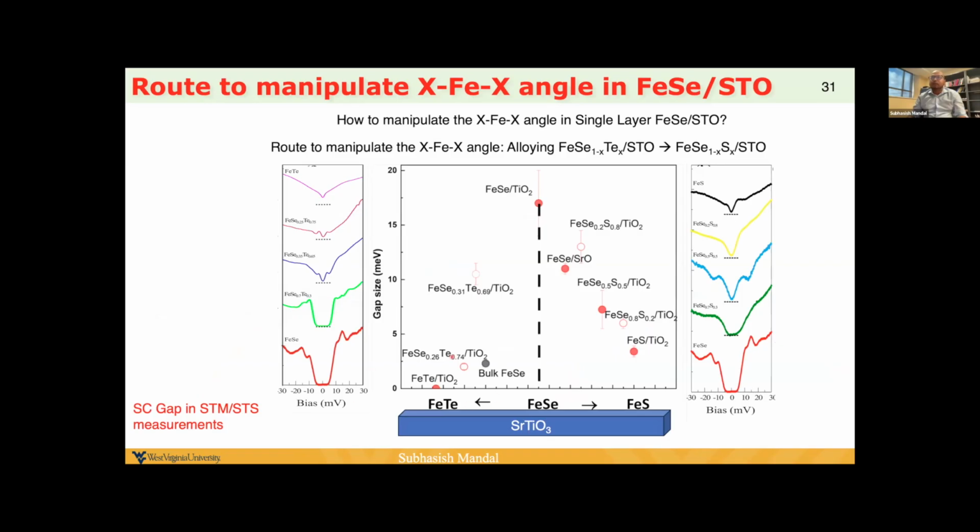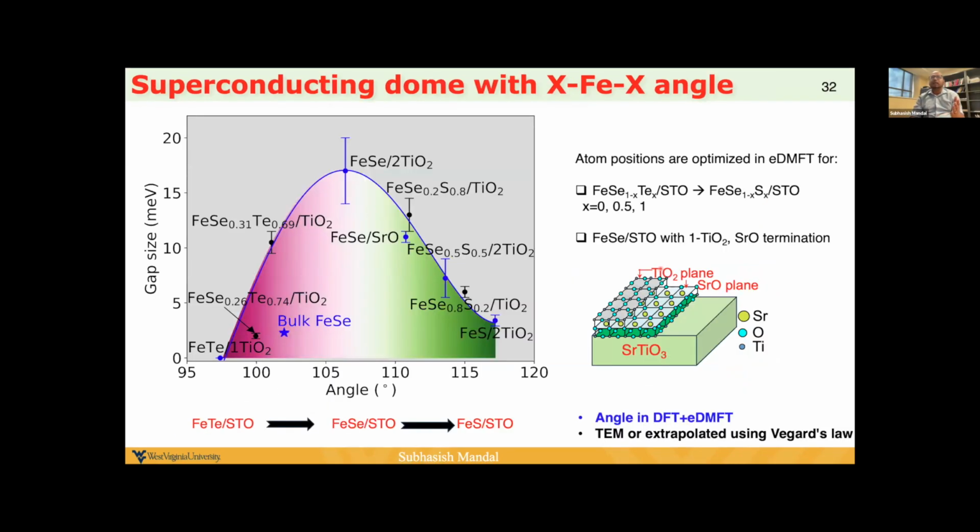As a function of doping, he also measured the superconducting gap, and the superconducting gap goes from no superconductivity in the tellurium limit, goes up as we dope or alloy with selenium, and then goes down with sulfur doping, as you can see from the STS gap. And so the next thing is to plot these gaps, measured gap size with this angle.